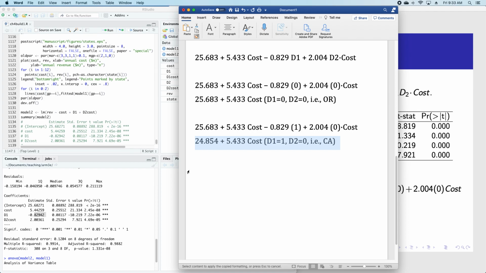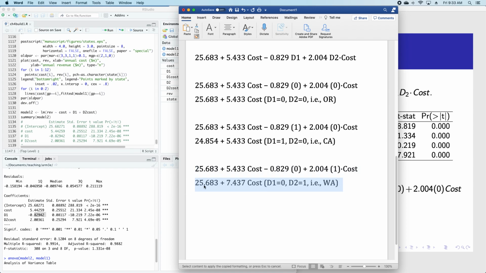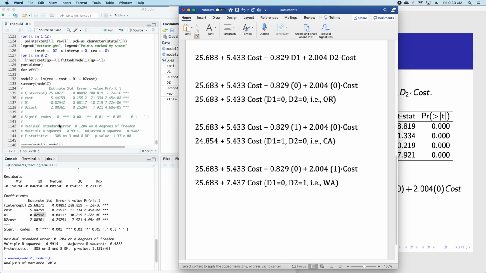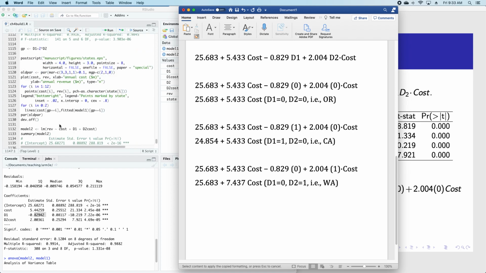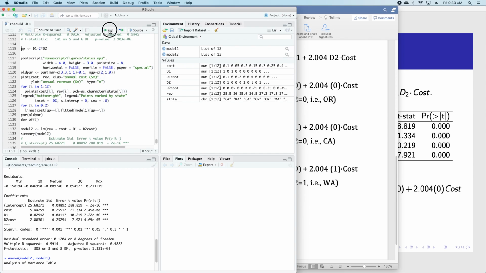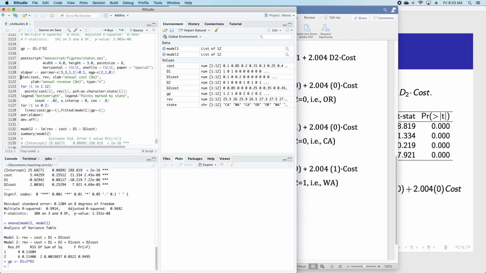to 24.854. And then for Washington, D1 equals 0 and D2 equals 1. And so now the intercepts are the same, but the slopes are different because I've got 5.433 plus 2.004, 7.437. Okay, so what does this look like in a graph? So let's have a quick look at a graph.